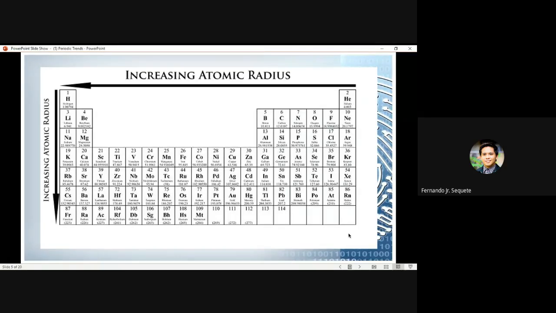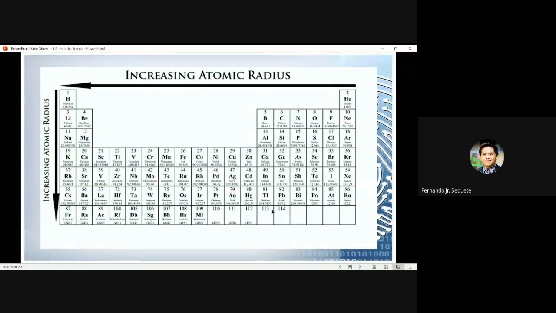Kasi pag quiz natin, baka bigyan ko kayo ng B, boron, C, carbon, N, nitrogen, baka ibigay ko yan sa inyo, yung boron, carbon, nitrogen. At saka yung instruction ko, arrange the elements into increasing atomic size. Yun yung parang quiz ko, no? So you have to memorize the periodic trend.